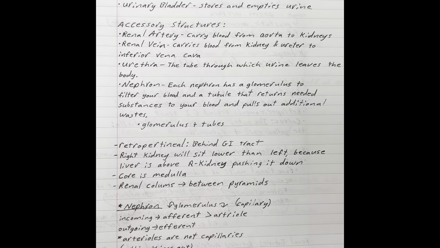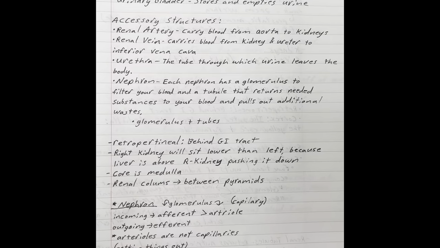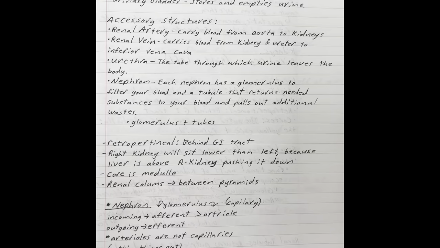I'll start with organs. Urinary system organs: kidneys, ureters, urinary bladder. Kidneys filter blood. Ureters take waste to the bladder. The urinary bladder stores and empties urine.